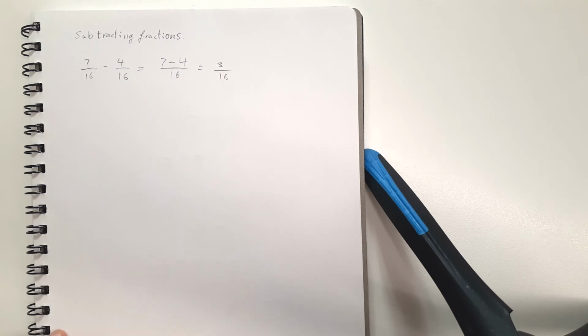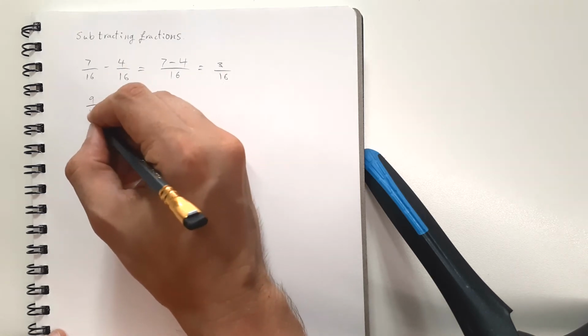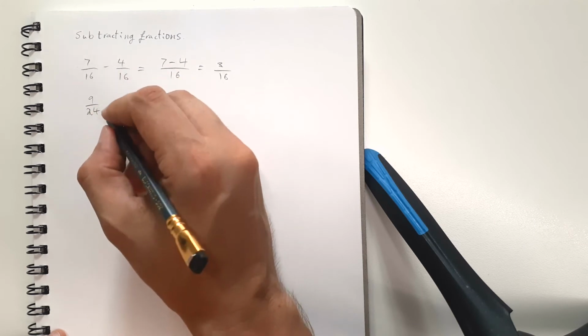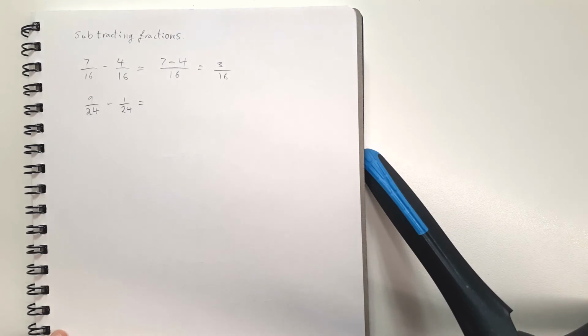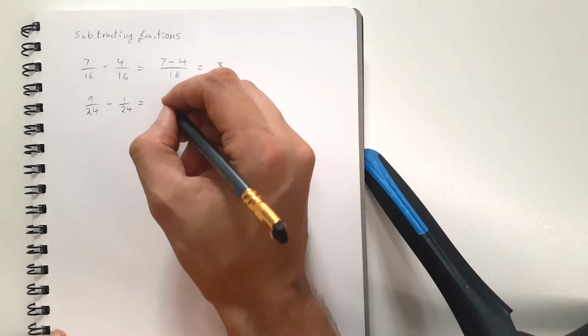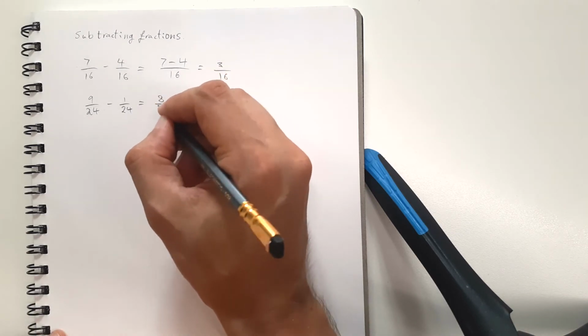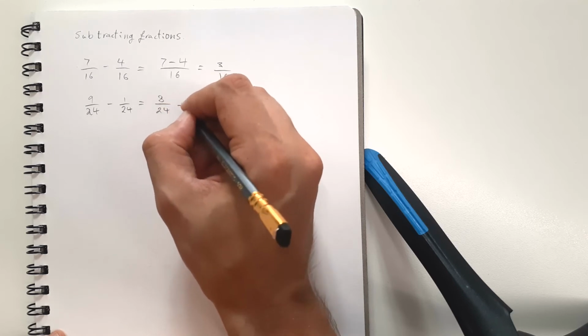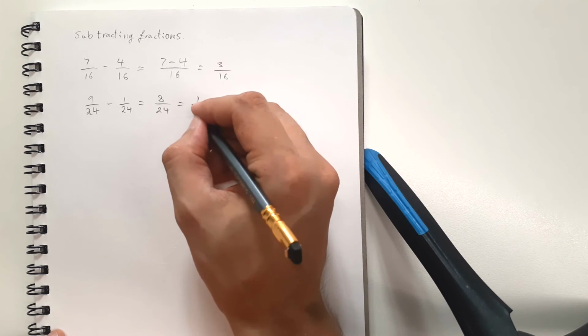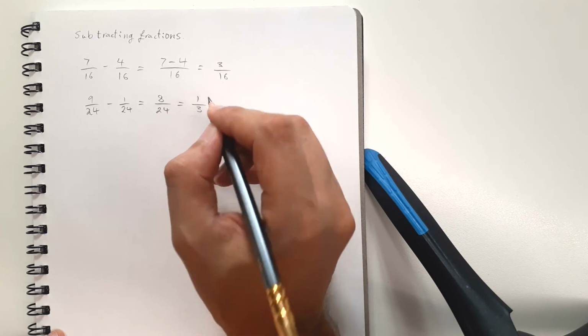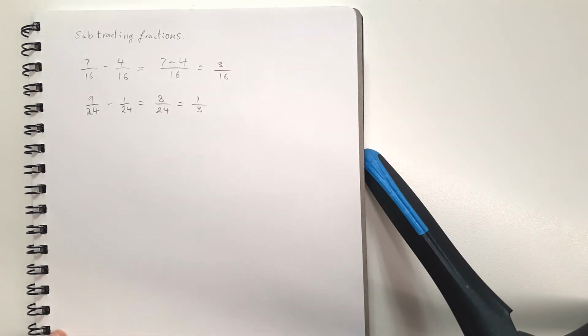Okay, another example. 9/24, take 1/24. Okay, just like before, subtract the numerators. That gives us 8. Okay, and this fraction can simplify. Top and bottom can divide by 8. 8 divided by 8 is 1. 24 divided by 8 is 3. So there we have it, 1/3.